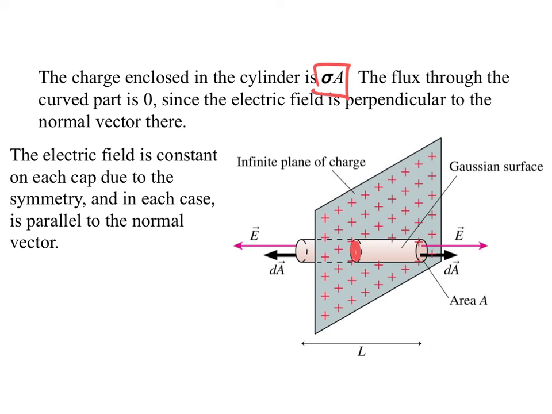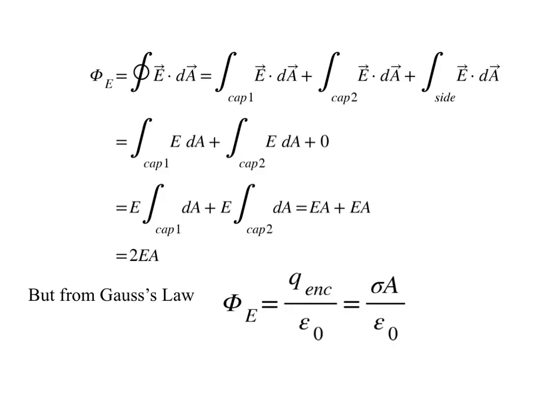The electric field is constant on each end cap due to the symmetry. Why? Because we picked the same distance. So even if it varied with distance, we're the same distance away, and we could never tell which side we're on, so it must be the field is the same, but points outward. And in both cases, points parallel to the normal vector. So we can compute the flux pretty straightforwardly.